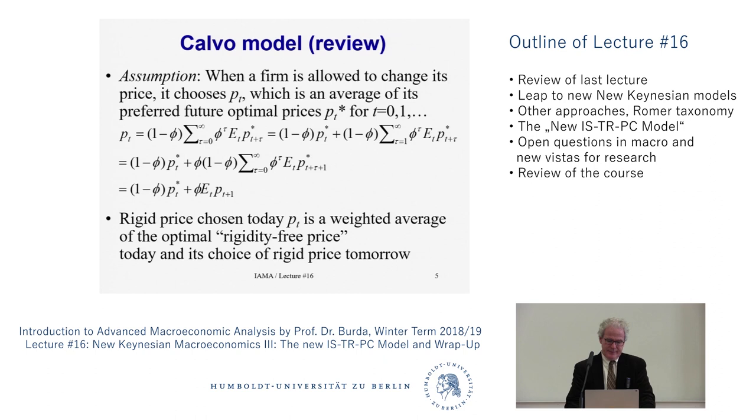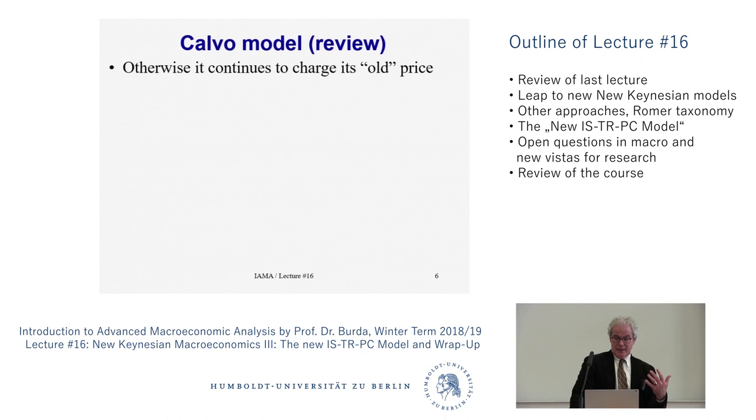Okay, so think of that as this rigidity-free price. It's still in there. It's this optimal price I could choose in the absence of any constraints at all. And basically, this rigid price that I'm going to choose today in a Calvo setup will be a weighted average of my free-to-choose price plus an expectation of what I would do if I could do it again tomorrow.